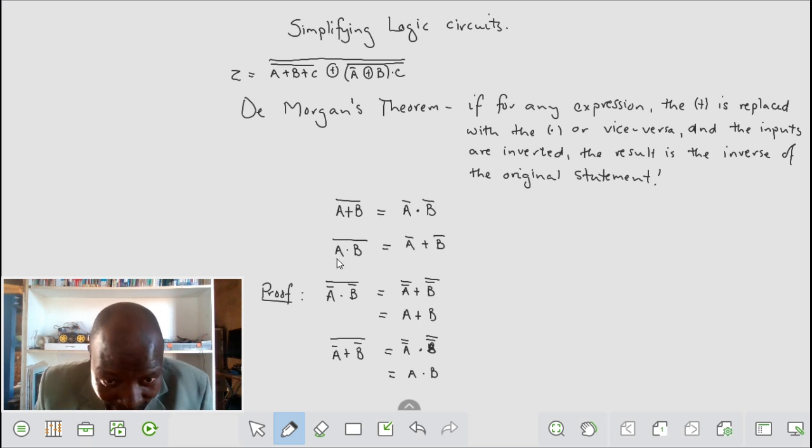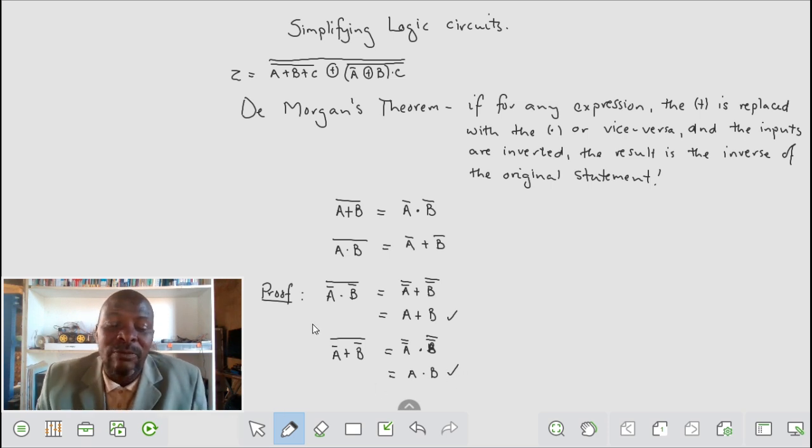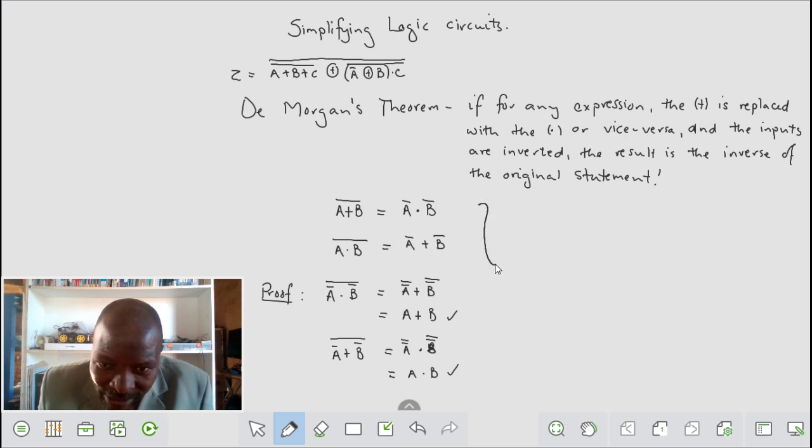We started off with A and B. Where did we end? I said if I had A and B, then I inverted the inputs, then the result will be the inverse. I came and inverted, but I started off with A and B. So I went back where I started. So this is obviously true. Now, what am I saying here? I'm basically just asking, is this language really necessary? Nah.